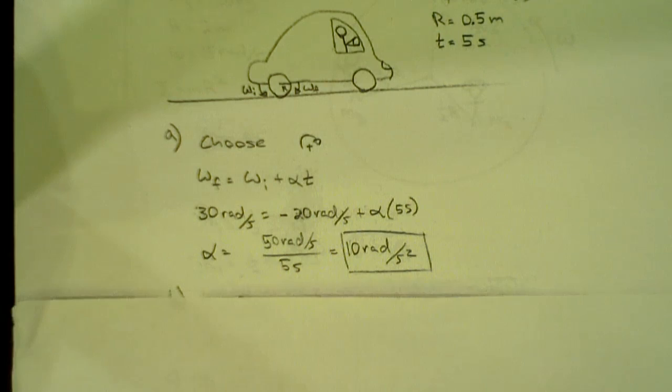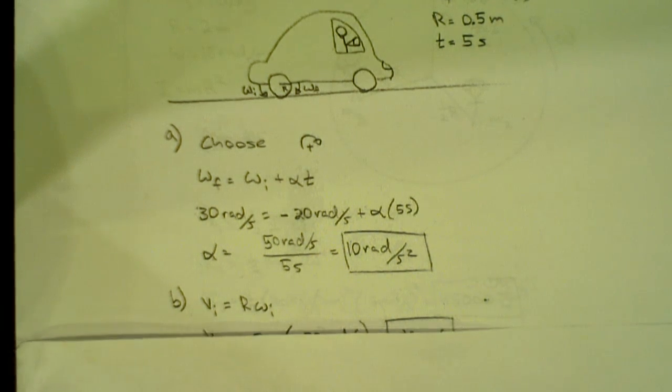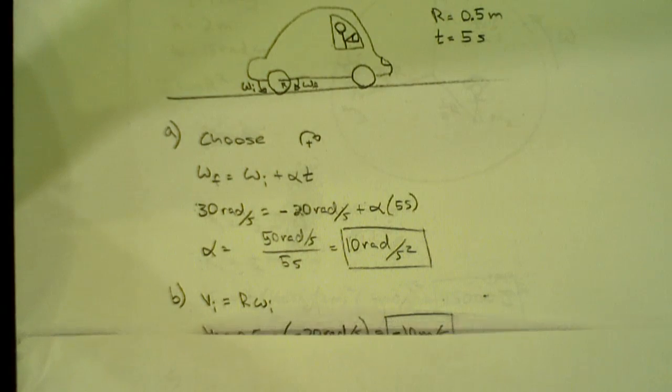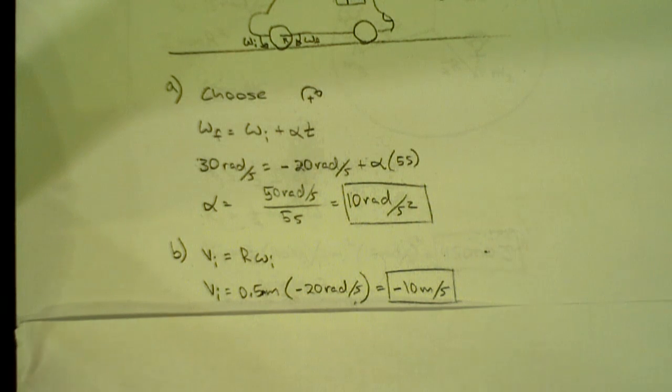velocity initially. For this one, we have to relate linear with angular. The way you do that is you multiply the angular velocity by the radius, and that'll give you the linear velocity. So we take the initial angular velocity, multiply by the radius, and that gives us our linear velocity. Are there any questions on how to do this part?